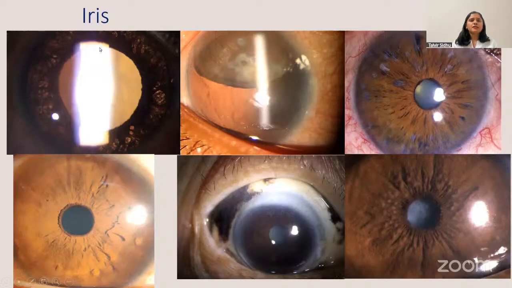Now looking at iris, transillumination defects on the iris on retroillumination can be seen in pigment dispersion. This is absence of iris, that is aniridia. Here you can see that there are atrophic patches over the iris, and these patches have occurred due to essential iris atrophy in ICE syndrome. Here you can see there are golden nodules over the iris in neurofibromatosis. These are Lisch nodules that are usually bilateral.